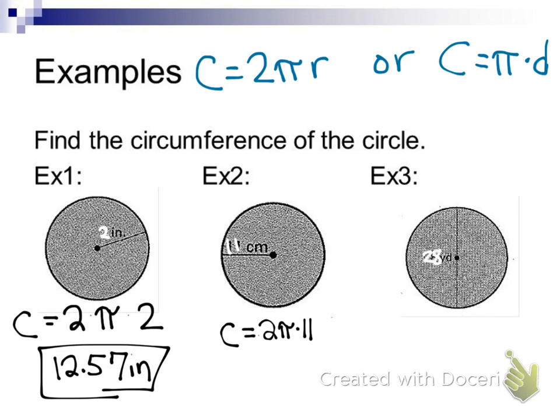Type this in. 2 times pi times 11. 69 point. I got 69.2 because that 8 is 0.1. Yeah. You don't look all the way to the end. You do the first 2 numbers. So it looks like this, right? And then there's a bunch of stuff after it.